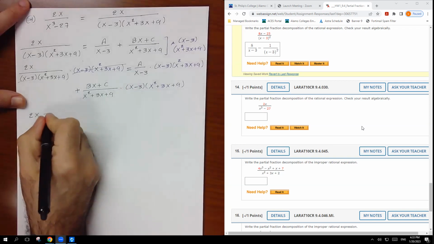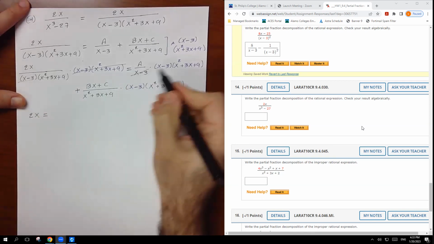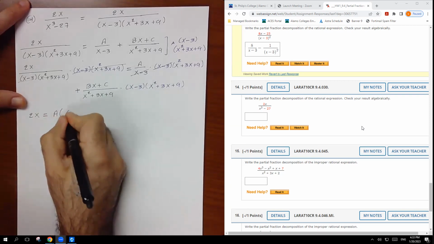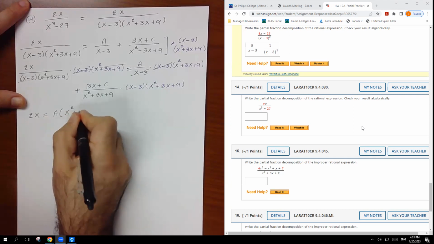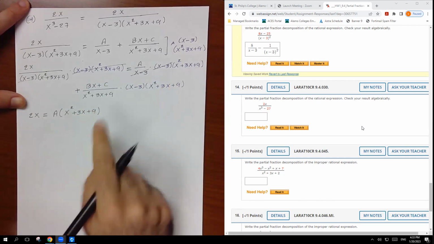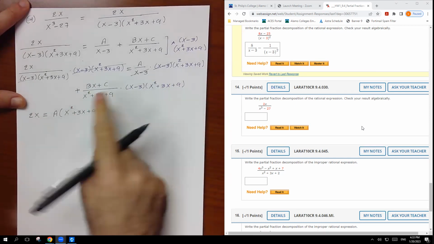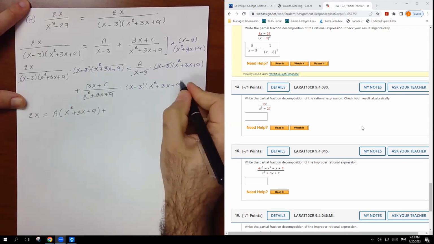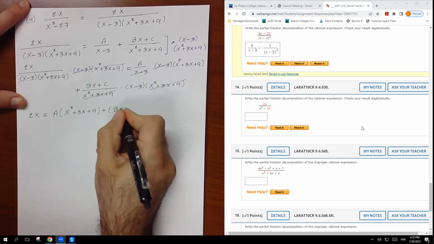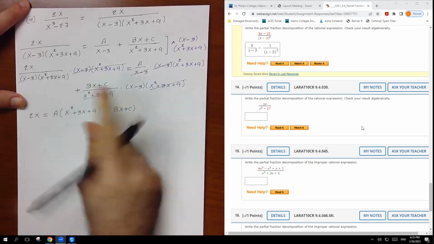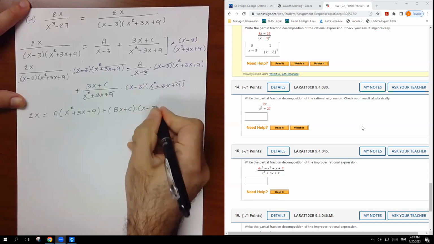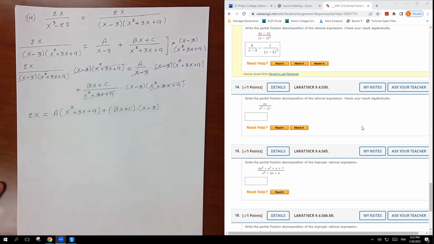Equal. We're going to cancel x minus 3 with x minus 3. What is left here is A, and the parentheses x squared plus 3x plus 9. Plus, we're going to cancel this one with this one, so what is left is Bx plus C. I'm going to put it in parentheses because it's two terms, and it's going to be times x minus 3. Now we're done with this step.